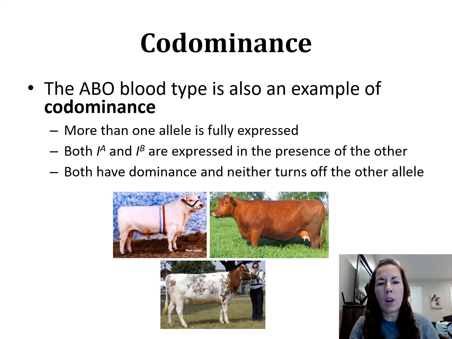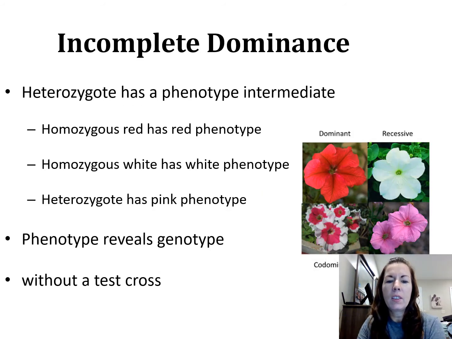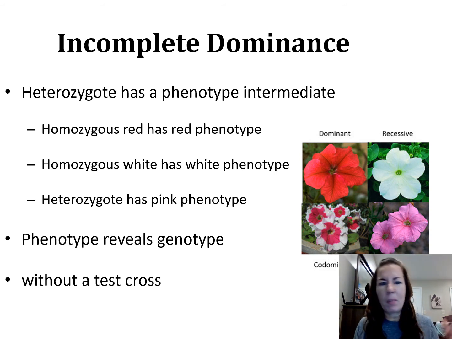You can see codominance sometimes where more than one allele is fully expressed at the same time. And that's like when both A and B are expressed and you have type AB blood. Sometimes you can see incomplete dominance where homozygous red has a red phenotype, homozygous white has a white phenotype, but then heterozygous has a pink phenotype. That does happen.